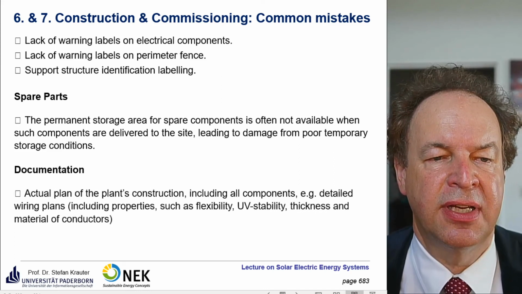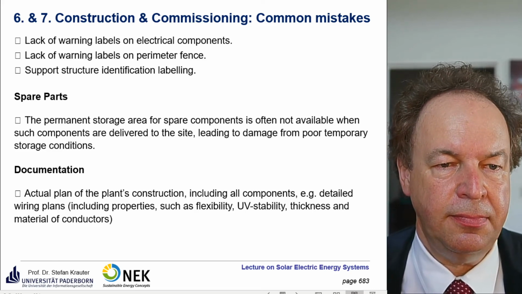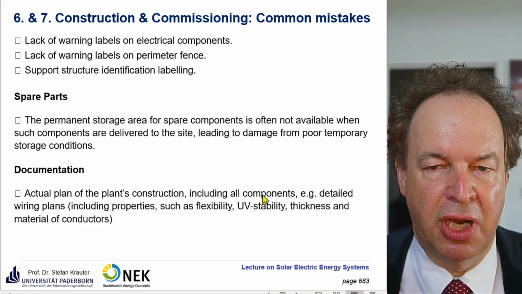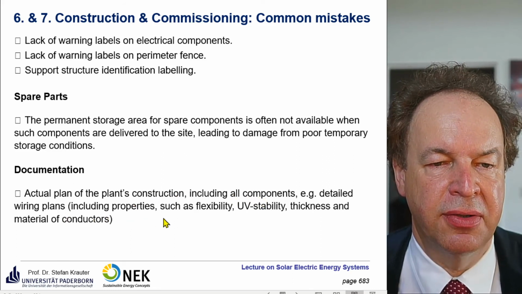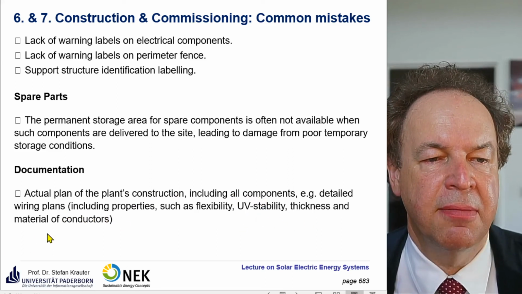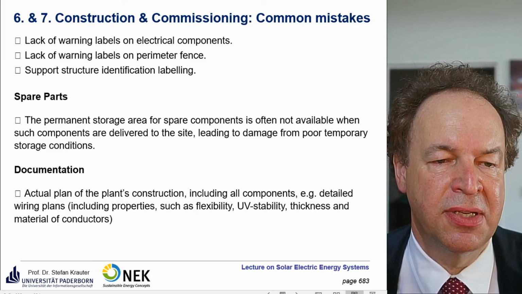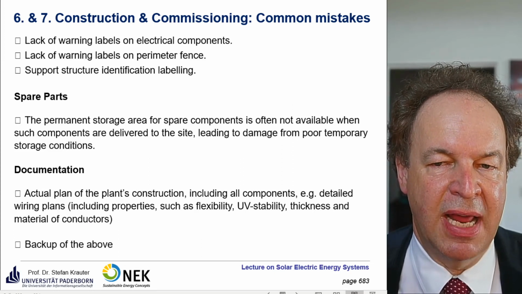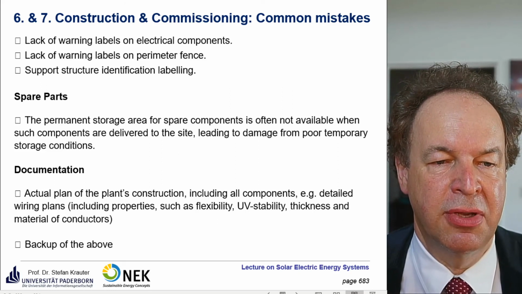Documentation: actual plan. Sometimes the plan is modified and you don't have an actual version. So that should include all components which are inside. So the detailed wiring plans, including all the properties of the wire, such as flexibility of the wires, UV stability, thicknesses, and material of the conductors. So it could be either copper or it could be even aluminum and so on. And also backup. So maybe these plans get stolen or get lost or burned or whatever. So you have to make sure that you get backup because they are really important.